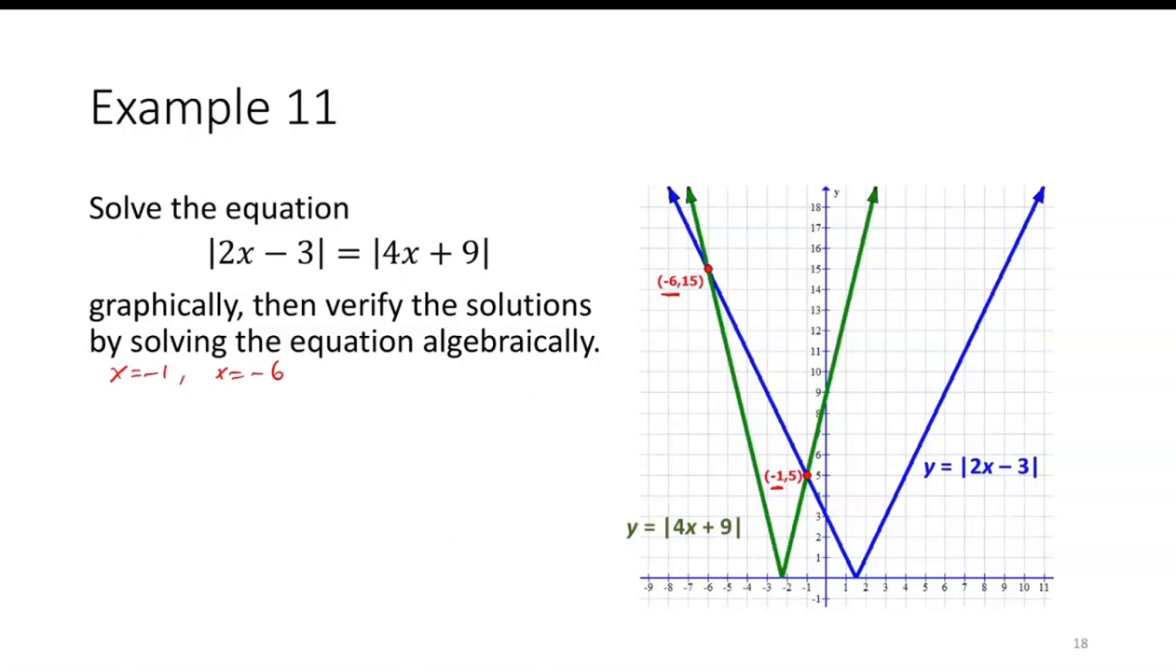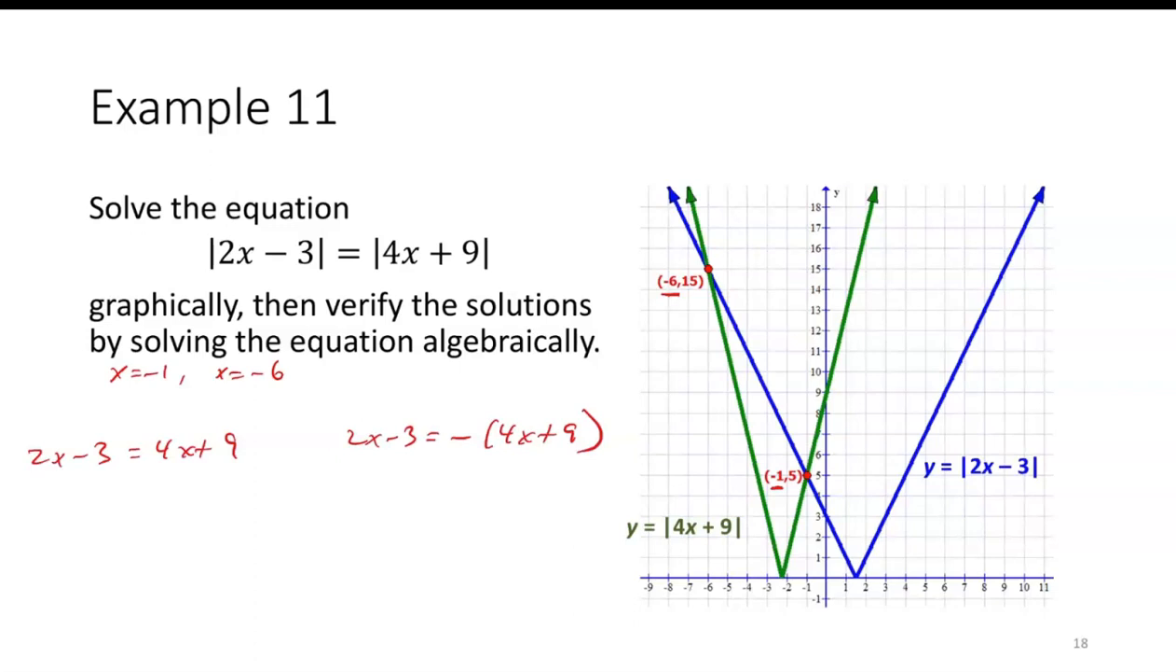So what we do is we have this absolute value of 2x minus 3 equal to the absolute value of 4x plus 9. I just remove the absolute values. So I have 2x minus 3 equal to 4x plus 9. But I'm also going to have 2x minus 3 equal to the negative of 4x plus 9.